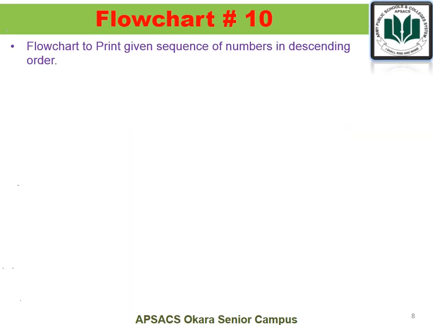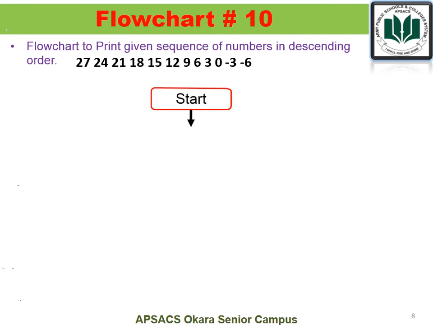Now moving to flowchart number 10. Flowchart to print a given sequence of numbers in descending order. We will print the sequence of numbers in descending order. We have already discussed the algorithm for this problem as well. So now the flowchart. The first step is start. Look here, I have started from 27. Why? Because the first value is 27, and there is no input here, so I have not used the input symbol.